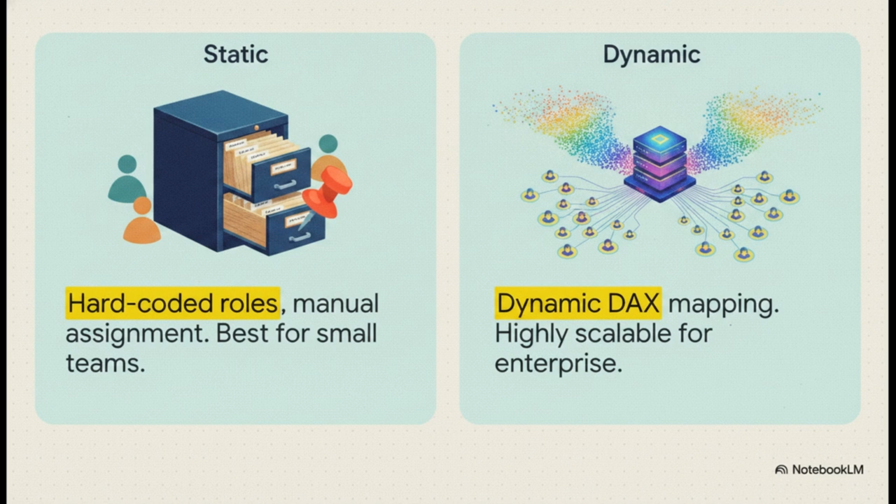Look, for a team of 5, absolutely fine. But imagine the absolute chaos when Bob leaves, Sarah shifts to the East region, and you have to manually update 50 static roles every single week. It's unmanageable. That is why we have Dynamic RLS.